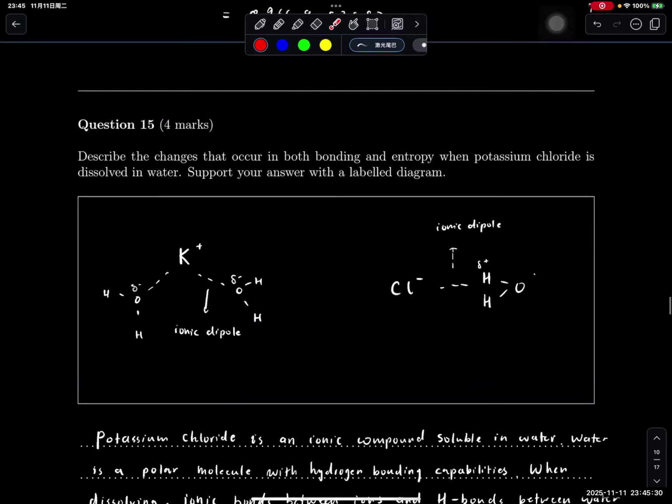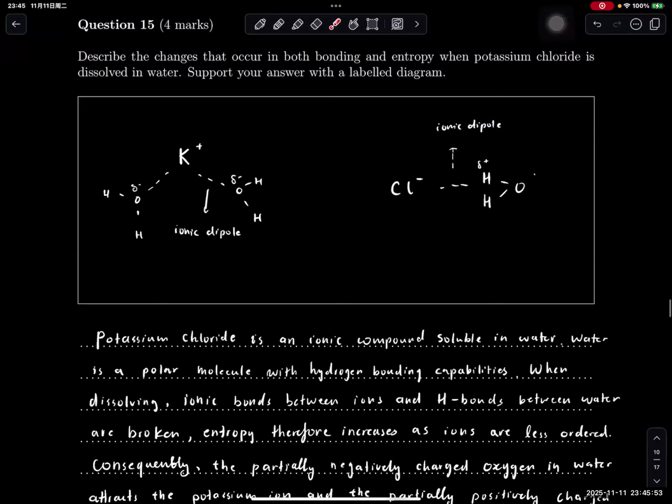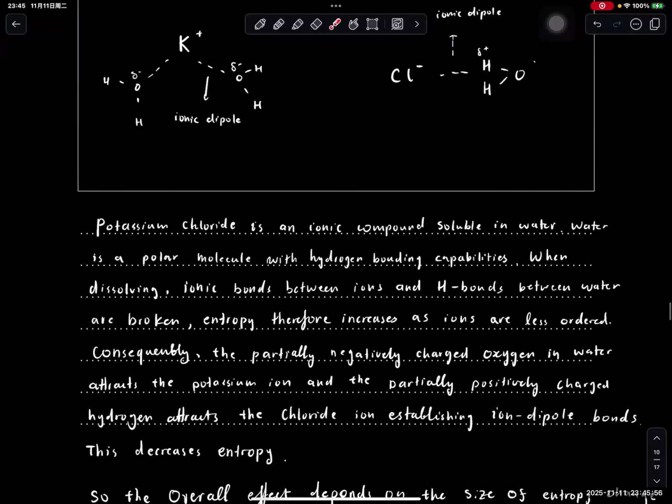Question 15. Describe the changes that occur in both bonding and entropy when potassium chloride is dissolved in water. Support your answer with labeled diagrams. So potassium dissolves in water and forms an ionic bond. It attracts the negatively charged oxygen atom, while chloride attracts the other side of the water molecules, which is hydrogen right there. So potassium chloride is an ionic compound that is soluble in water, a polar molecule solvent with hydrogen bonding capabilities.